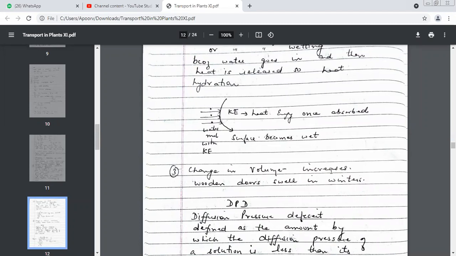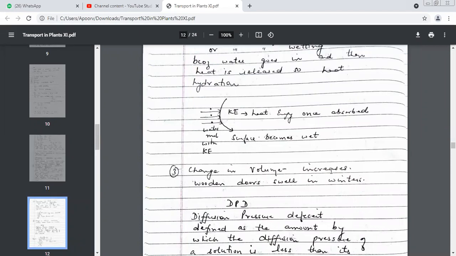Now tell me three effects of imbibition. Which is the first effect? Imbibition pressure. Good. It is pressure. What is this pressure called? Imbibition pressure. Good. What is the second thing which happens? Generation of heat. Second thing, very good.